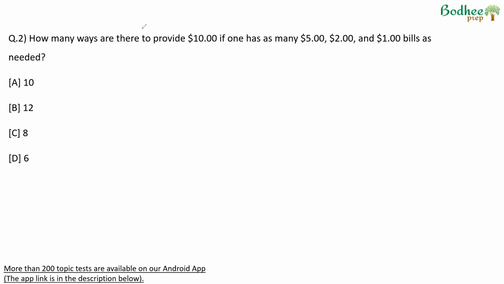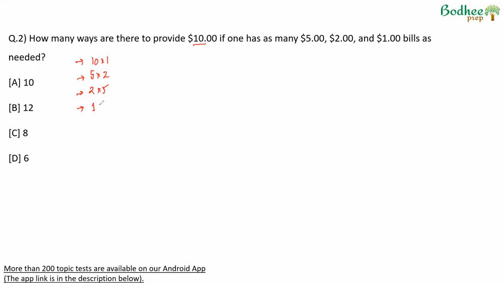How many ways are there to provide $10 if one has as many 5, 2, and $1 bills as needed? Now, one is we have 10 $1 bills using single notes, or 5 $2 bills, or two $5 bills. So this is one way, two way, three way. Now we can combine.